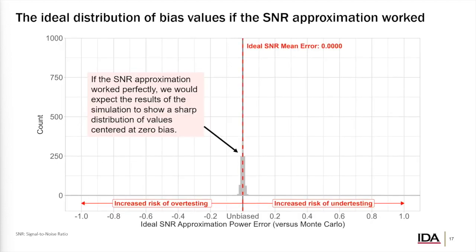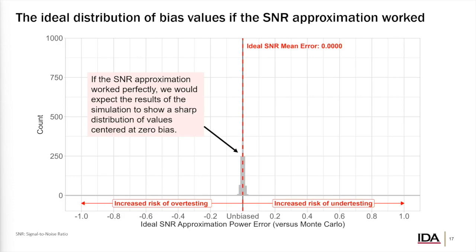So ideally, if the SNR approximation had zero bias, this is what this plot would look like. This is a histogram of the bias value. What we did is we took each of those 480 designs, calculated the power for each one of the factors, and then compared them one-to-one, the Monte Carlo versus the SNR approximation, to determine what the bias is.